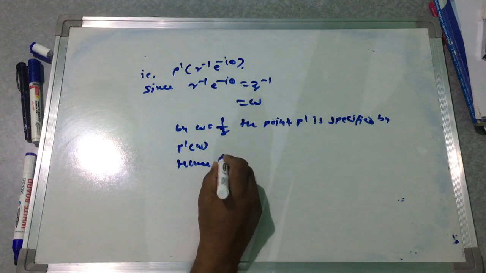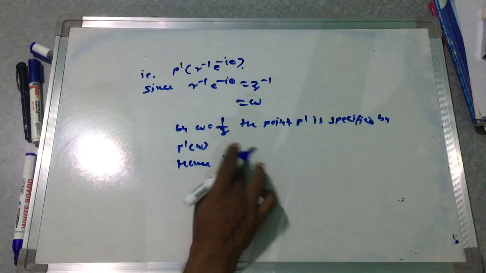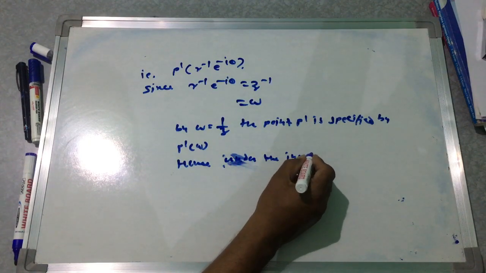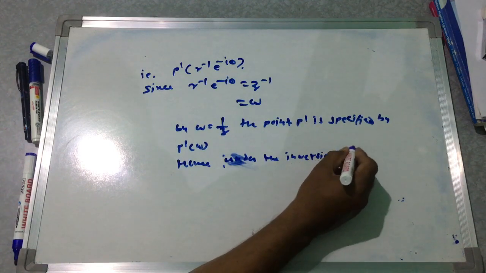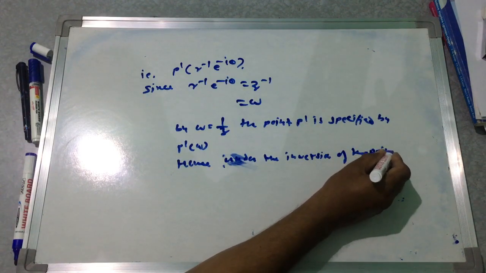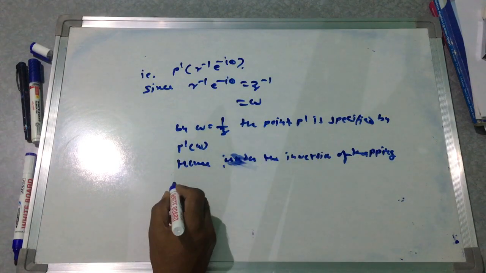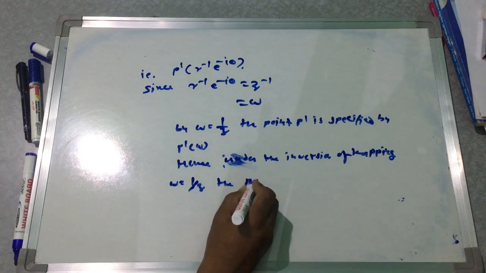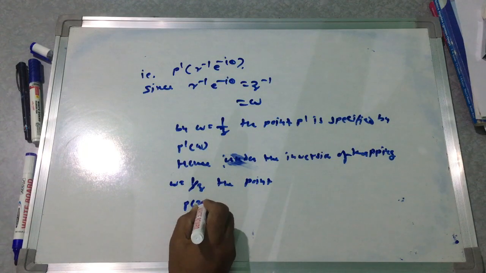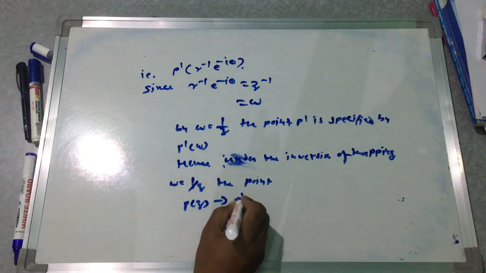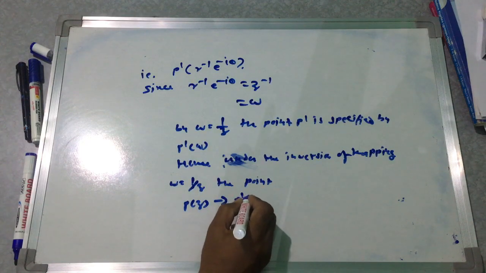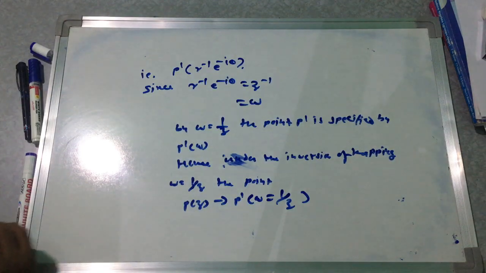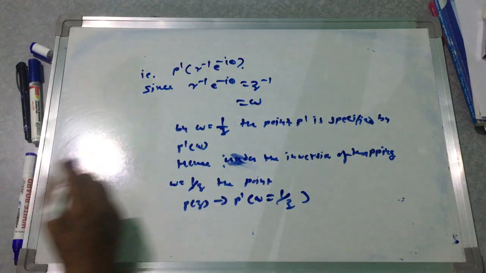Hence under the inversion of mapping, W is equal to 1 upon Z, the point P of Z tends to P dash, W is equal to 1 upon Z. So this is the theory. Actually in inversion, what happened is given.